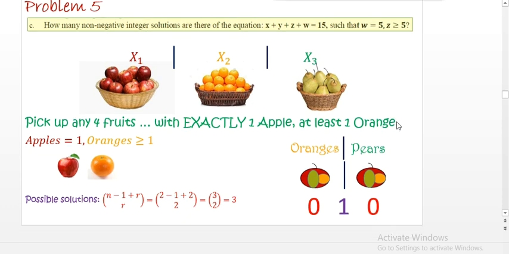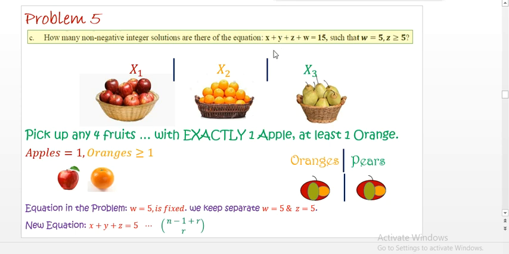I hope now we can solve our original problem. We have x + y + z + w = 15, with w = 5. So the value of w we have already found, and we can just plug it into this equation. w is equal to 5, so this becomes x + y + z = 15 minus 5, which is 10. x + y + z = 10. And then we have to solve for z greater than or equal to 5.